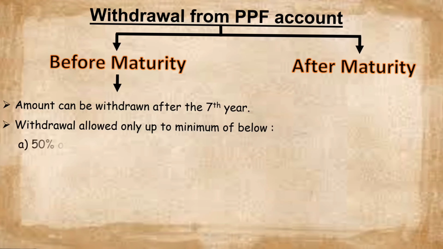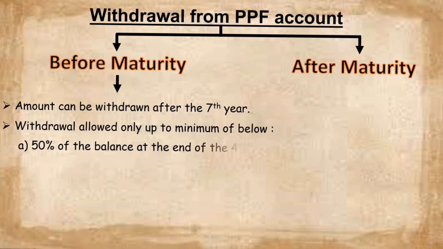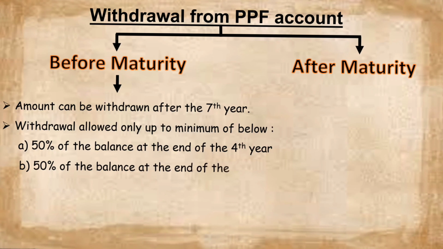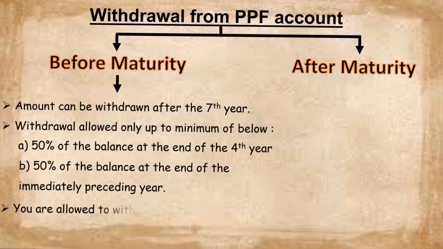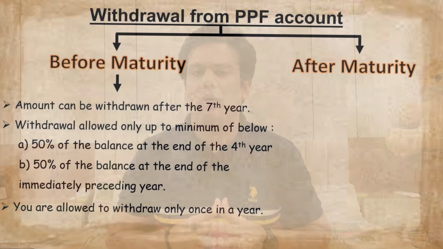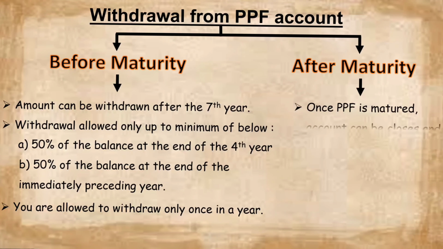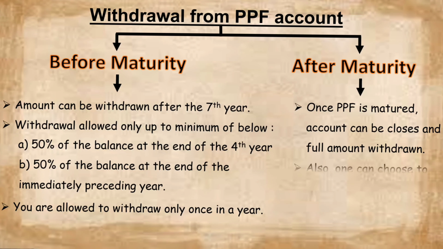And that too, you cannot withdraw 100% of the amount. There is a criterion: 50% of the balance available at the end of the 4th financial year or 50% of the balance available in the previous financial year, whichever is lower. And also remember, you are allowed to withdraw an amount only once in a year. And as discussed earlier, if you are withdrawing your amount after the maturity, you can easily withdraw your amount after 15 years, or you can take the option of extending it for another 5 years.